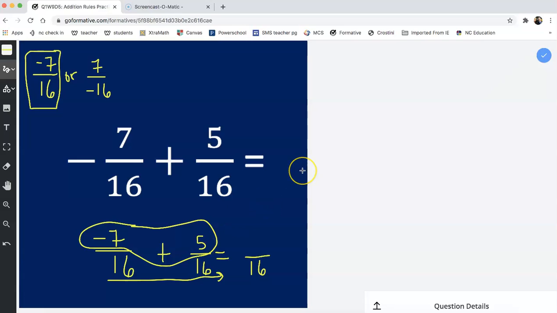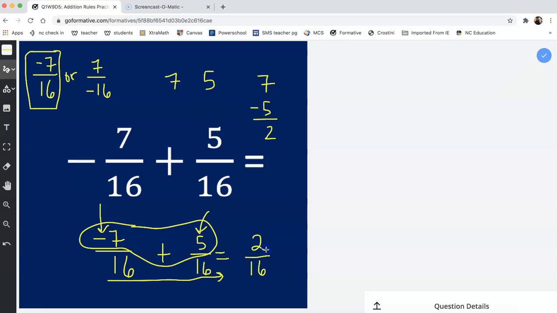So think about your addition rules. If the signs are different, which this is a negative number and this is a positive number, signs are different, we subtract. So think about which is larger in terms of absolute value. Remember, absolute value is distance from 0. So -7's distance from 0 is 7. So the absolute value of -7 is 7. The absolute value of 5 is 5. So which is larger? The 7. So you put the 7 on top, subtract the 5, and you get 2.